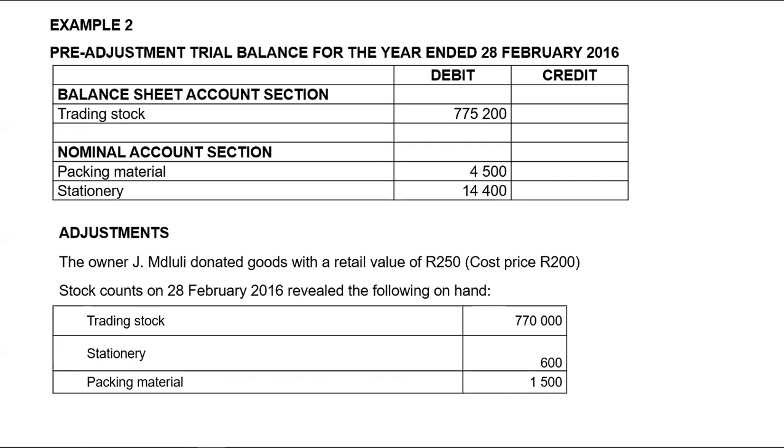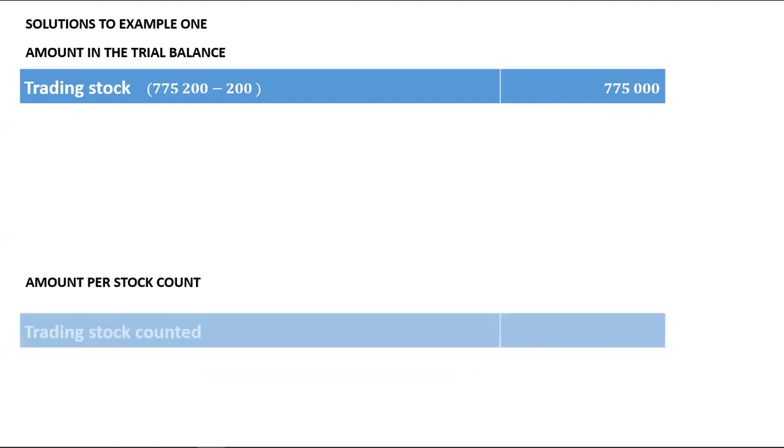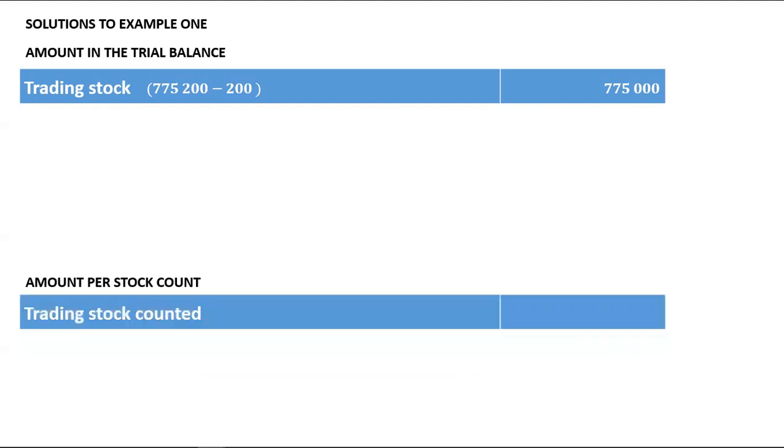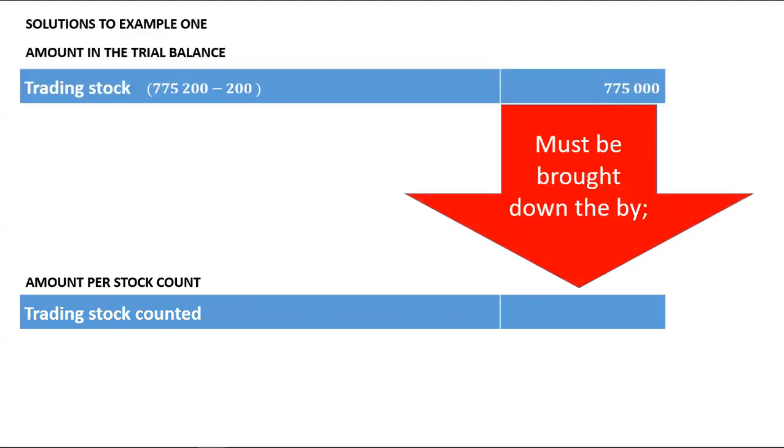What am I going to do? I am going to take the trading stock that I have in my trial balance, which has been adjusted, of 775,000. And then I'm going to compare it to the trading stock that I have counted. And according to the stock count, the value of trading stock is sitting at 770,000. Meaning that my trading stock in the trial balance is inaccurate.